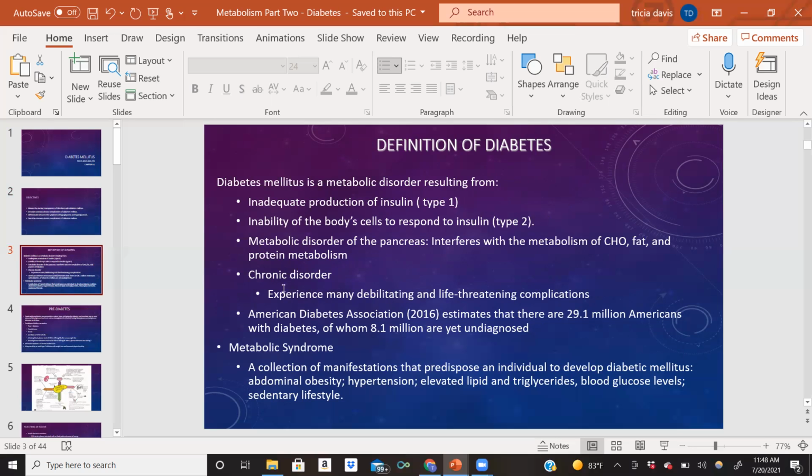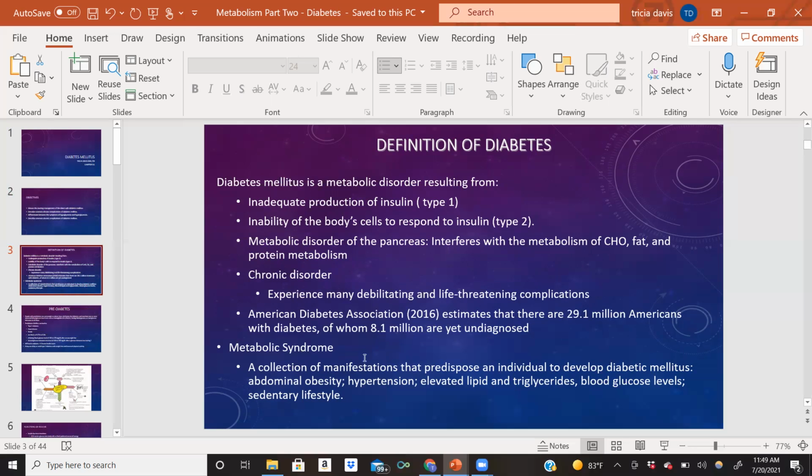So many people that have diabetes experience many debilitating and life-threatening complications because they leave it untreated and they don't take their medicine and they don't take steps to reverse it. According to the American Diabetes Association, it estimated back in 2016 that there were 29.1 million Americans with diabetes, and of that 29.1 million, 8.1 were not even diagnosed yet. So those are huge numbers.